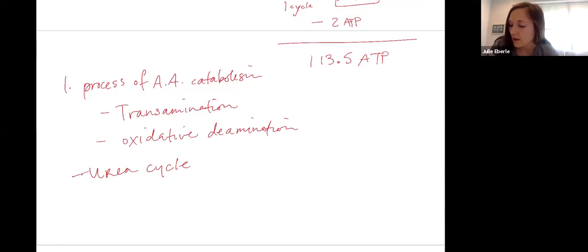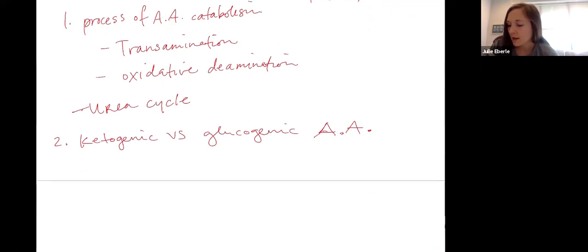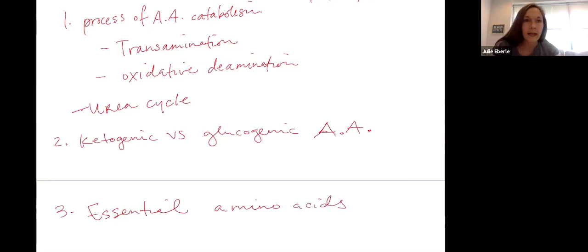For sure, know the essential, no, hold on. Ketogenic versus glucogenic amino acids. Remember I said you didn't have to know all of them, but at least know 2 examples of each. And then also know the essential amino acids. Know 2 of those, and know the purpose of them, and then the deficiencies associated with them in the body.